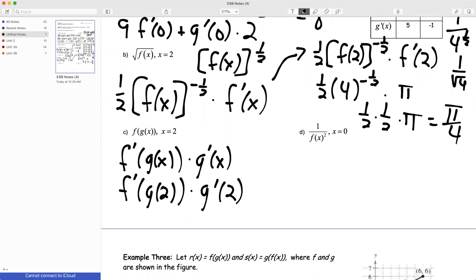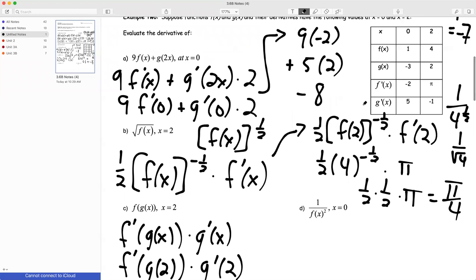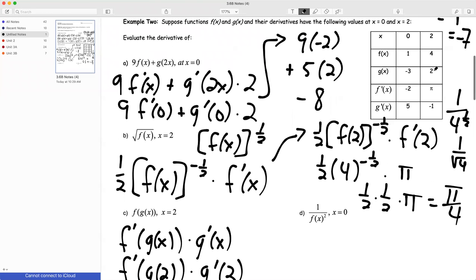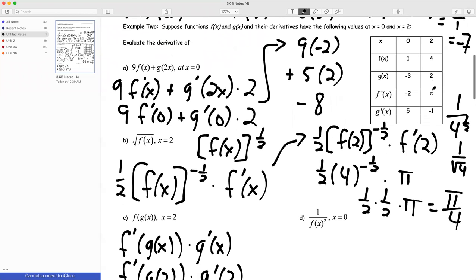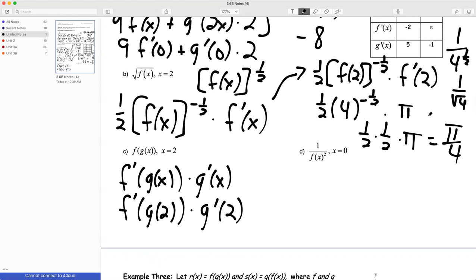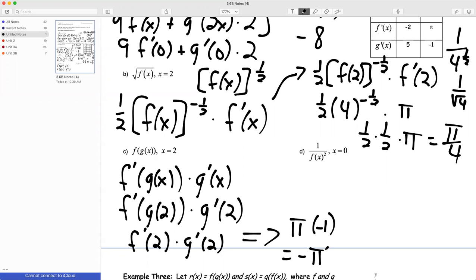And you should work from the inside out here. G of 2, looking at my chart here, g of 2 is 2. So that will give me f prime of 2 times g prime of 2. And f prime of 2, looking at my chart, is pi. And g prime of 2, looking at my chart, is negative 1, which gives me an answer of negative pi for the final answer.